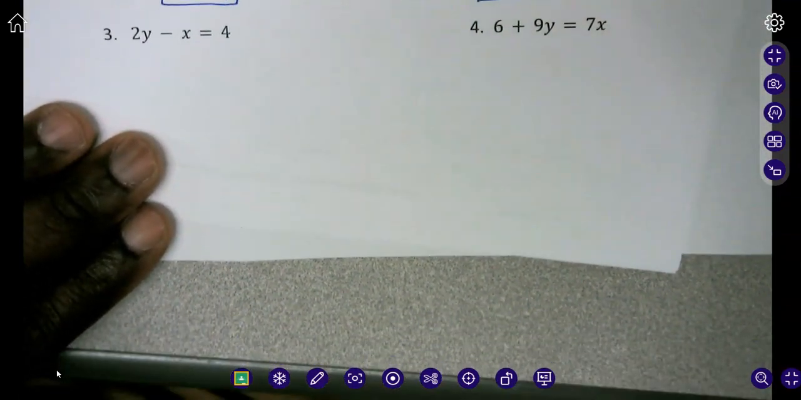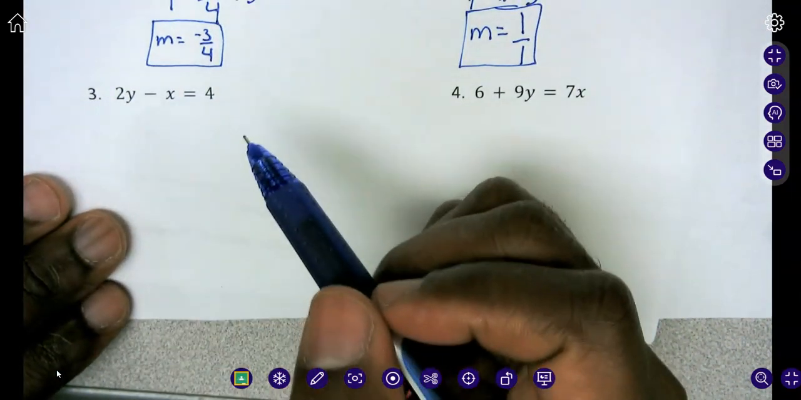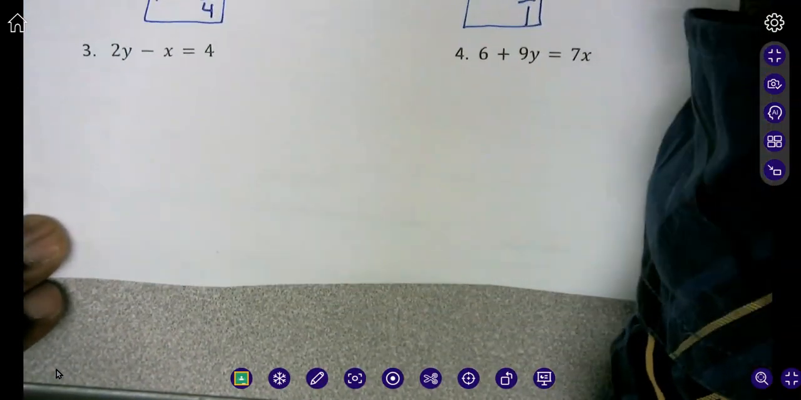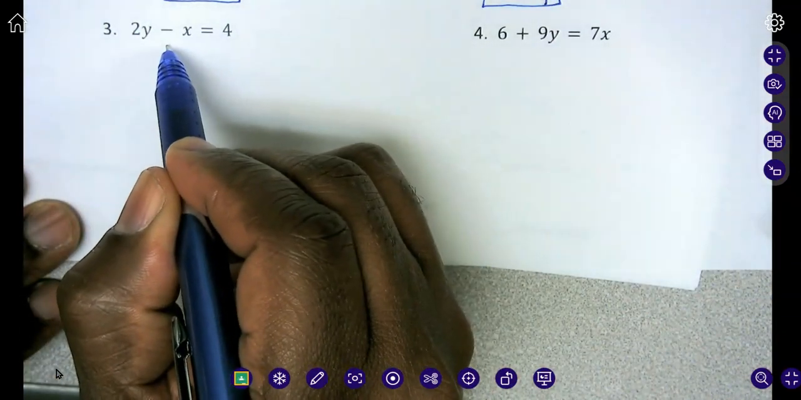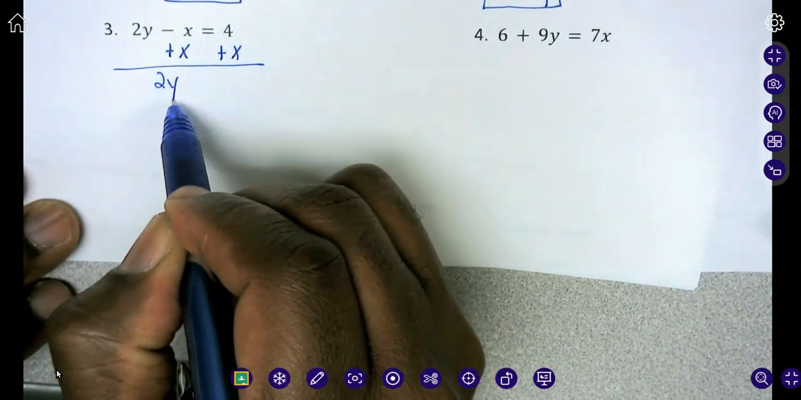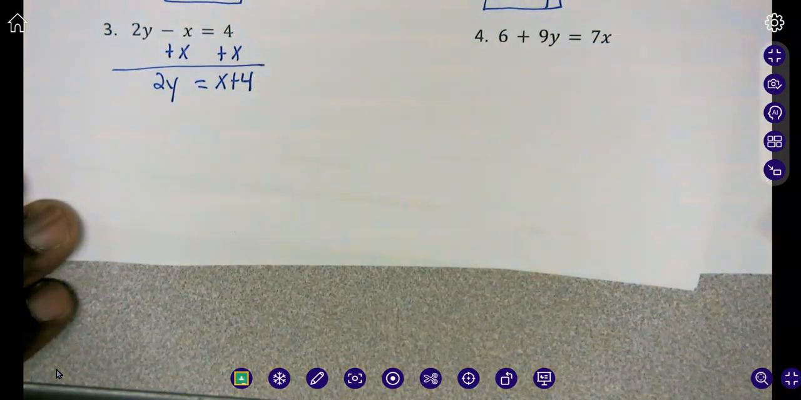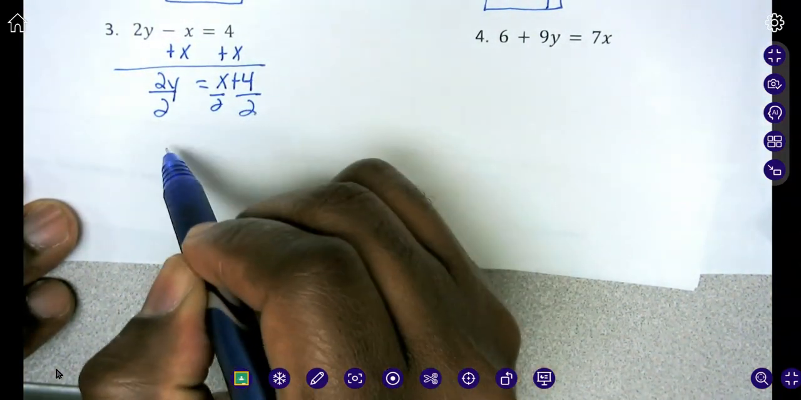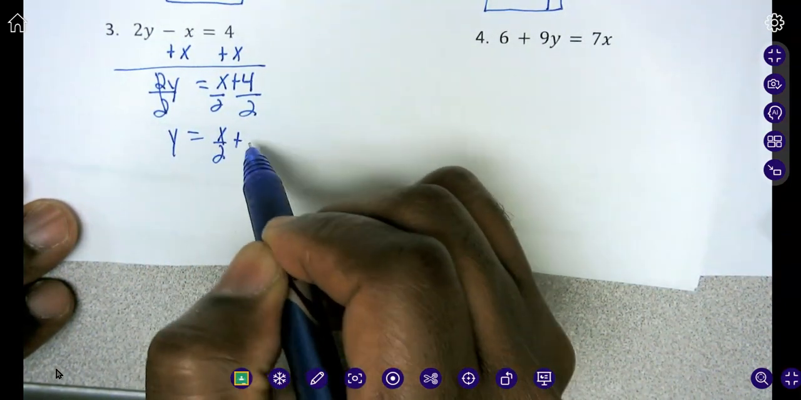Number 3, I have a y first and an x second. Listen, guys, it doesn't matter. Your whole objective and goal is to isolate the y, or get it by itself. And when I look at this, the first thing I'm going to do is add x to both sides. Always remove your addition and subtraction first. And I'm going to say x plus 4 because I always want my x first. Then I divide everything by 2. And that cancels out, and you're left with y equals x over 2 plus 2.